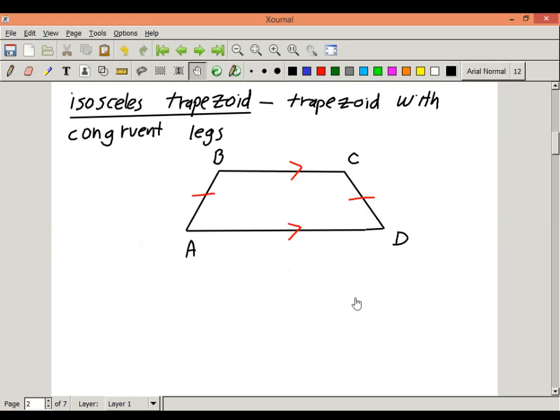Okay, we have a particular type of trapezoid called an isosceles trapezoid. So the definition of an isosceles trapezoid is a trapezoid with congruent legs. So you see the trapezoid, one pair of parallel sides. See that marked off by the arrows. And then you see the legs, which are congruent here, so marked off by the single tick marks. So that's an isosceles trapezoid. And today we have two theorems about the isosceles trapezoid. And then the last theorem is about the trapezoid mid-segment theorem.